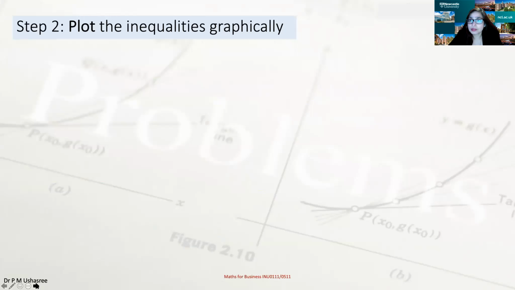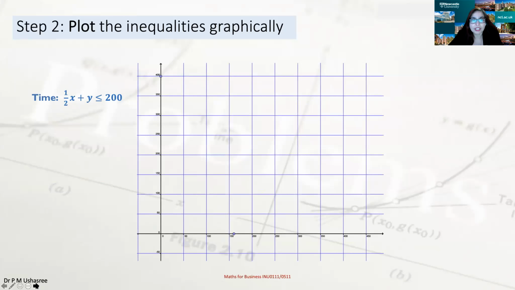Okay, now the second step is to plot the inequalities graphically. So for the first equation, you have the y-intercept is 400 and the x-intercept is around 160, I think. And join the line.